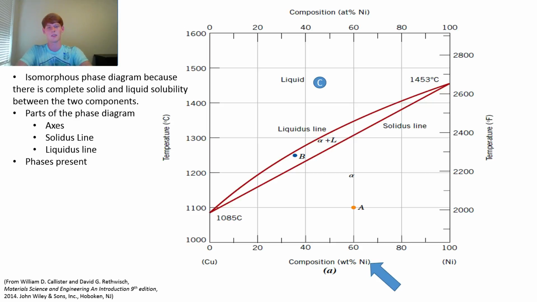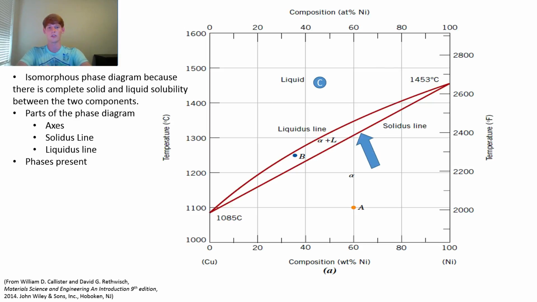The bottom axis, the x-axis, is composition, weight percent nickel. So it means that the right side is 100% nickel and the left side is 0% nickel. On the other hand, you could say that the left side is 100% copper and the right side is 0% copper. The y-axis is temperature. It doesn't have to be temperature; it could be a variety of things like density.